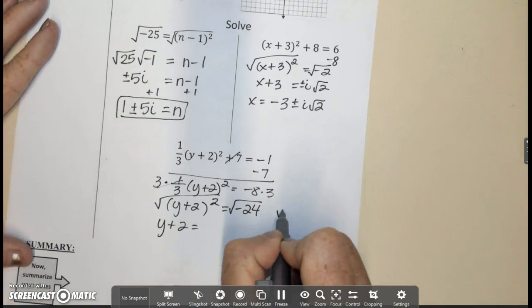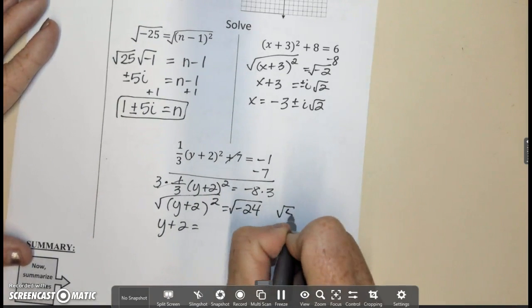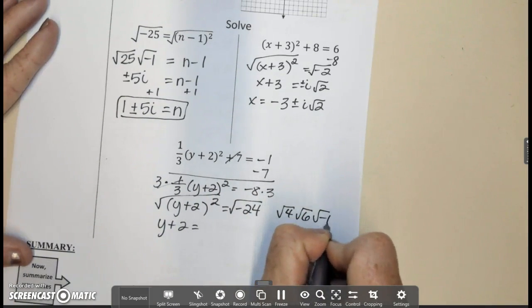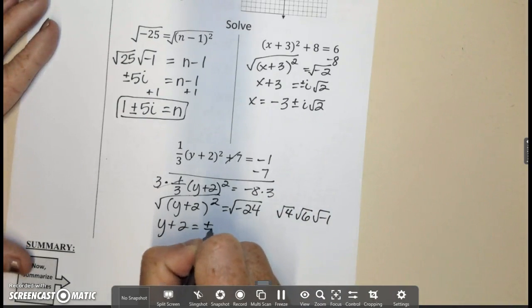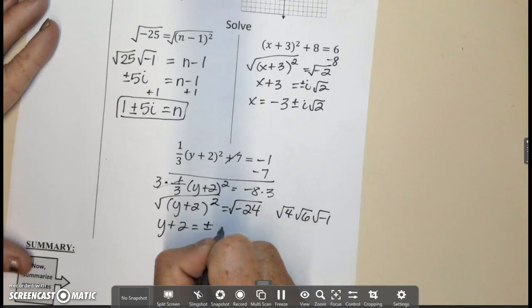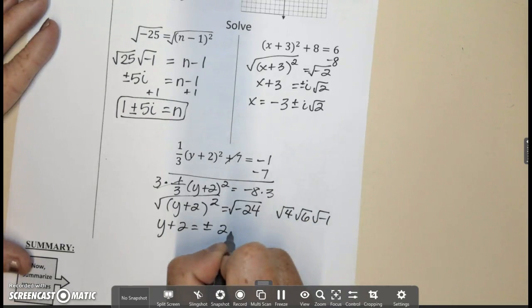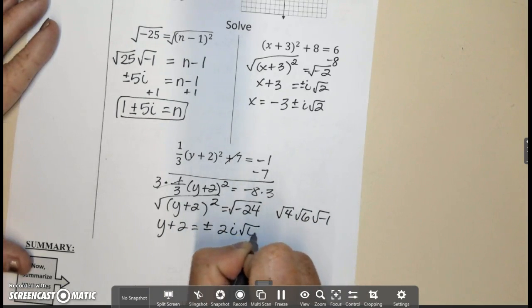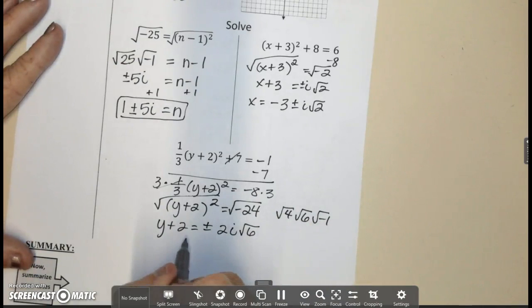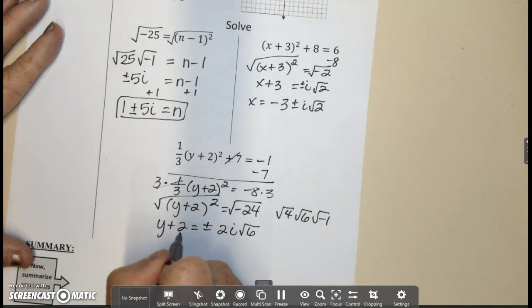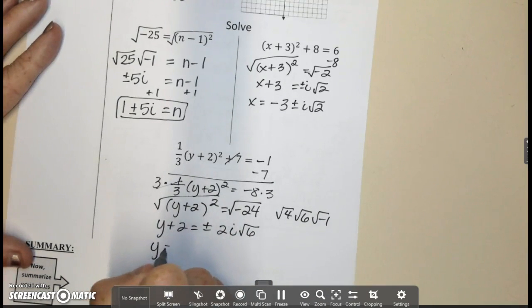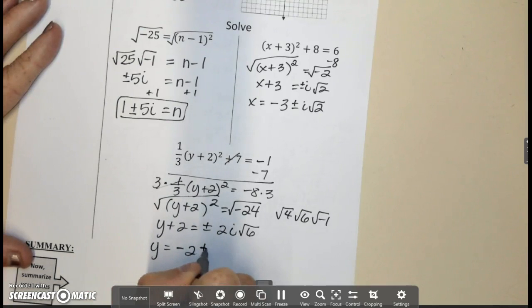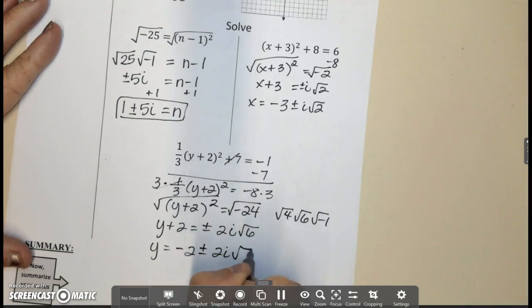and let's break this down. So we have square root of 4, square root of 6, square root of negative 1. So I would have plus or minus, square root of 4 is 2, square root of negative 1 is i, square root of 6 has to stay in there, and then I need to move my 2 to the other side by subtraction, so that's going to be negative 2 plus or minus 2i square root of 6.